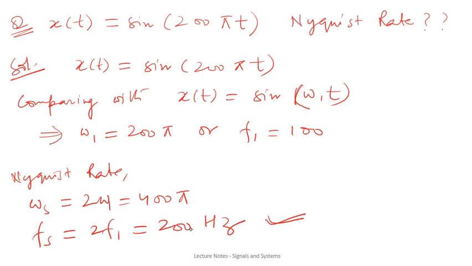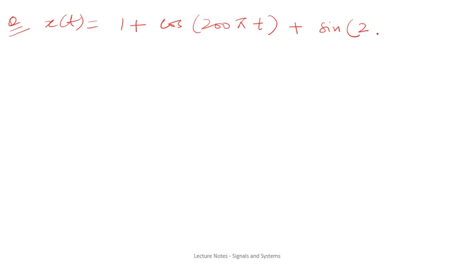Now let's see one more similar kind of problem. The signal given to you is x(t) equals 1 plus cos of 200 pi t plus sine of 400 pi t. The question is the same, that you have to determine the Nyquist rate for this signal.